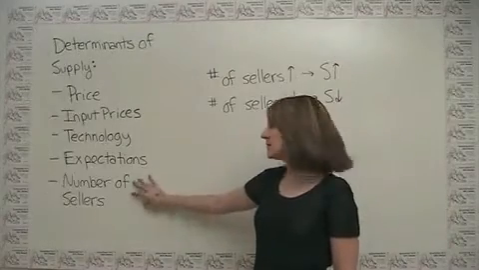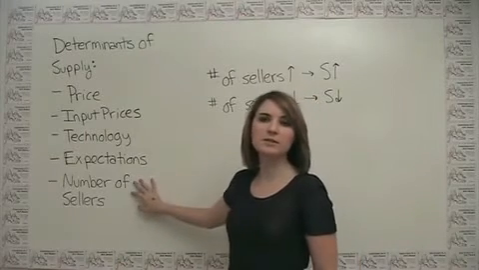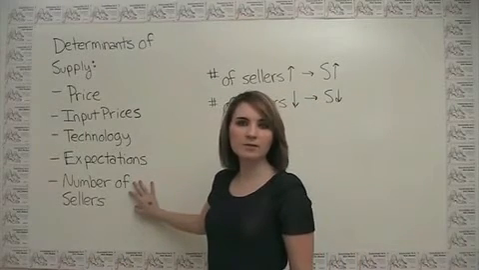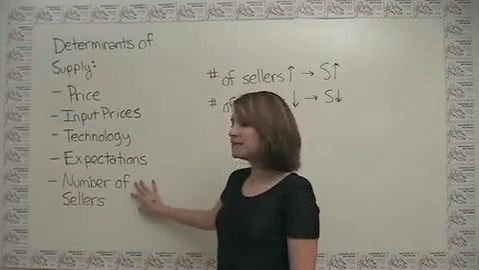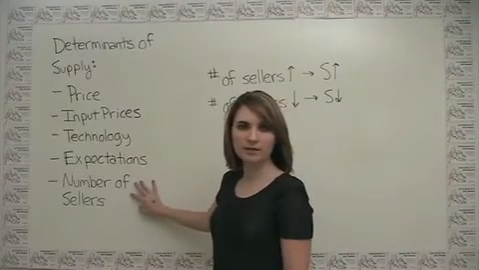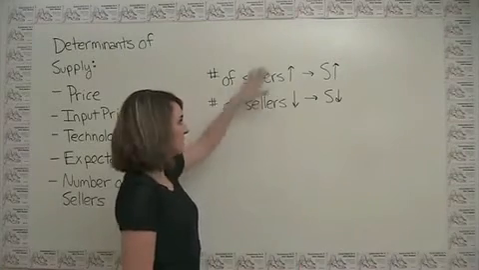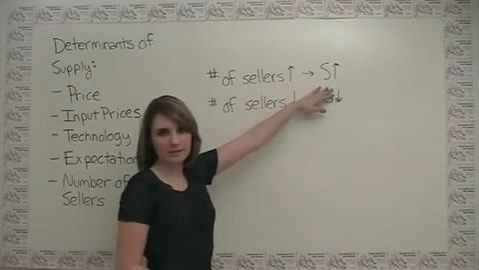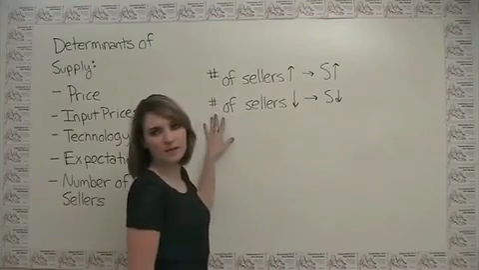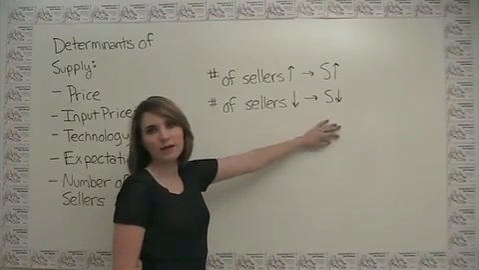The last determinant of supply, while not relevant for individual firm supply, is relevant for market supply, and that's simply the number of sellers in the market. And we say that as the number of sellers in a particular market increases, our supply increases. And as the number of sellers in a market decreases, our supply decreases.